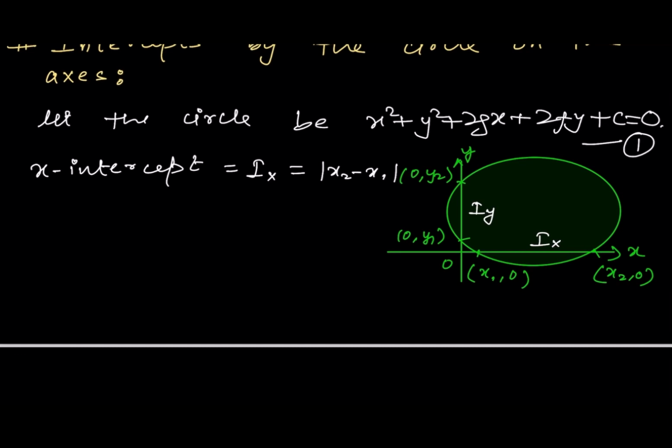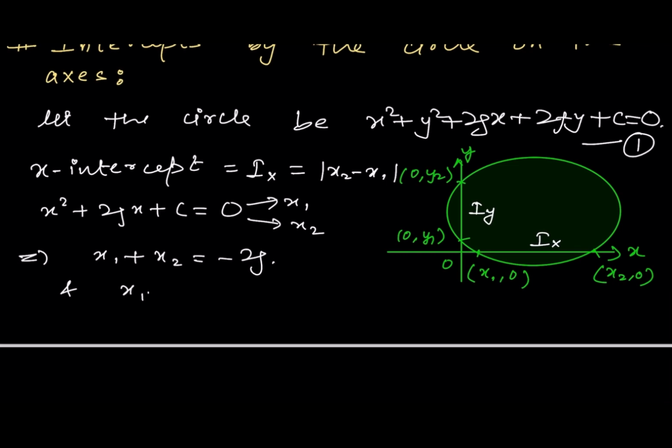Also, circle is meeting x-axis. So put y is equal to 0 in 1 for having x-intercept. So 1 becomes now x square plus 2gx plus c is equal to 0. It is having two roots, say x1 and x2, because I have already taken points where circle is meeting x-axis as (x1, 0) and (x2, 0). So from here x1 plus x2 is minus 2g and x1 into x2 is c, right?